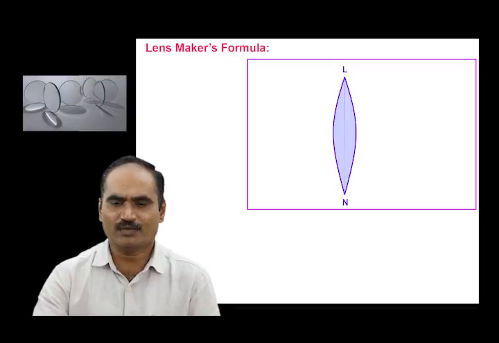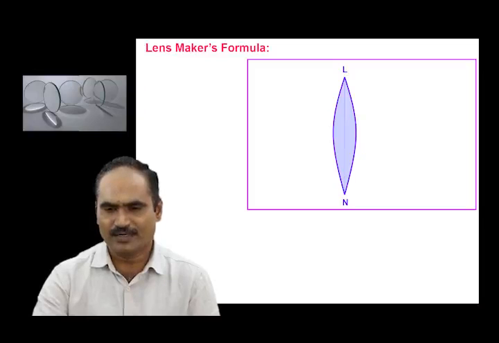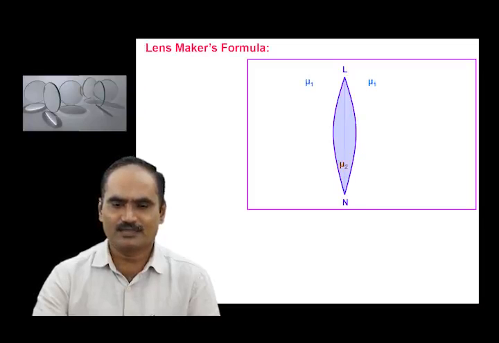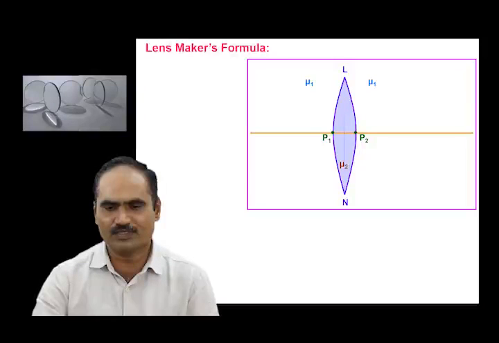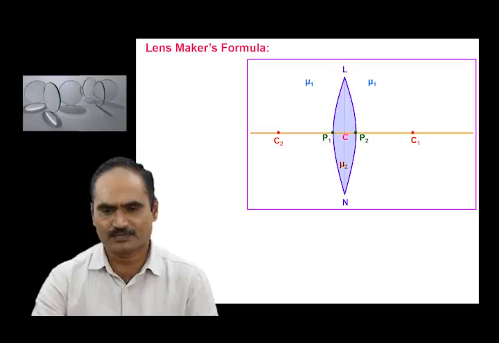It has a certain radius of curvature. This is for R1 and this is for R2, right? And this has refractive index mu2, and the outside one is mu1, that is air. Let us take this as the principal axis, where P1 and P2 are the points on the surfaces through which the principal axis passes. C is the optical center, C1 is the center of curvature for this surface, and C2 is the center of curvature for this surface.